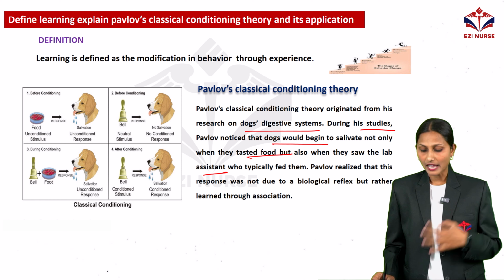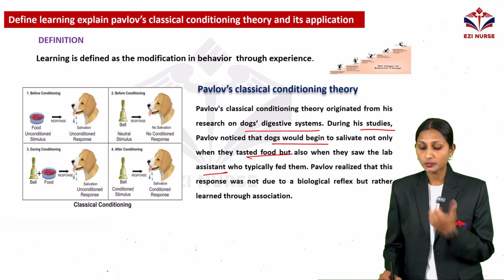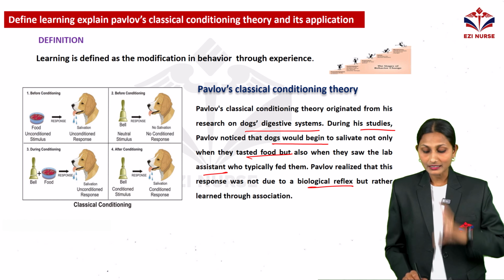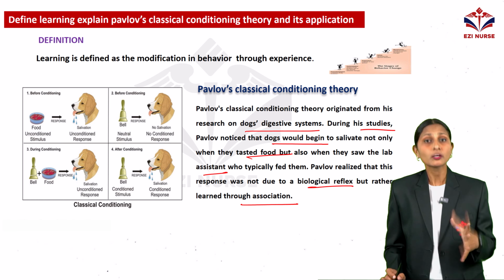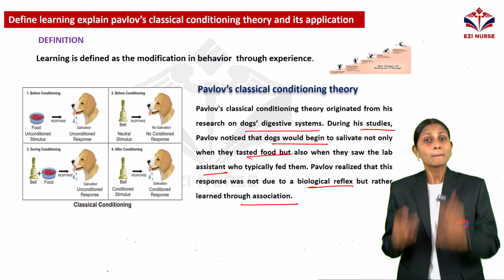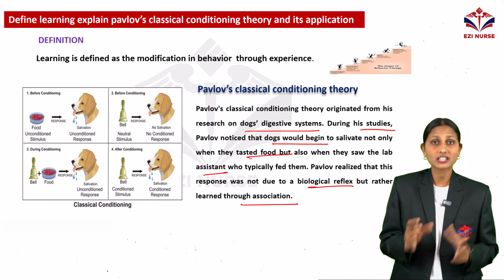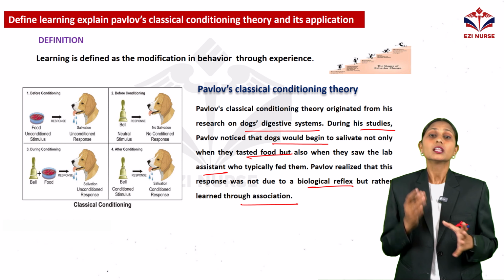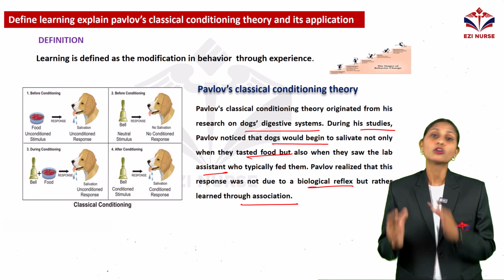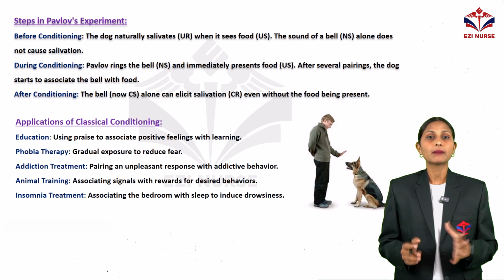Pavlov realized that this response was not due to biological reflexes, but rather learned through association. So Pavlov believed that it is not because of biological reflexes; maybe it is learned and associated with learning only. And to understand this, Pavlov conducted his own research. Steps in the Pavlov experiment.